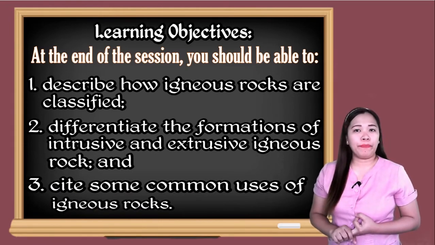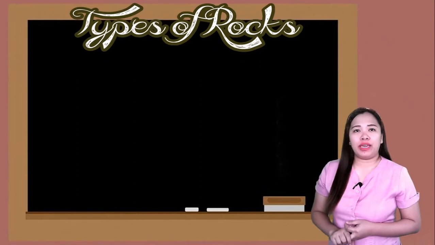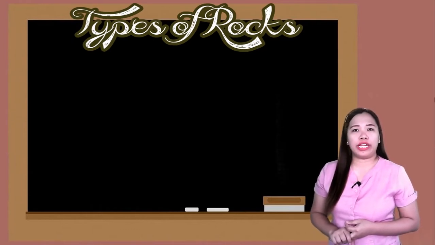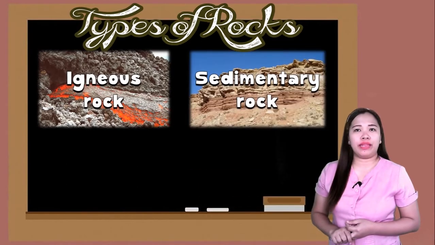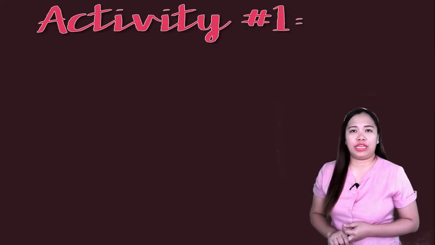So prepare your pen, paper, and self-learning modules, for we are about to begin with our discussion. For today's topic, you'll be needing the knowledge you learned from the last live stream session in Earth and Life Science about the three types of rocks, which are igneous, sedimentary, and metamorphic rocks. Let's begin with our first activity.